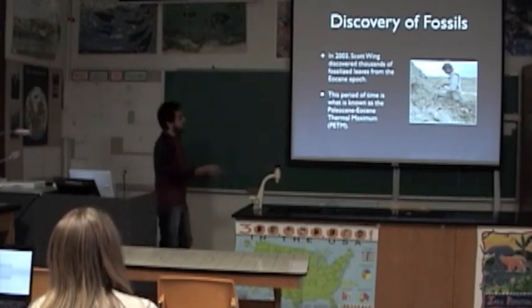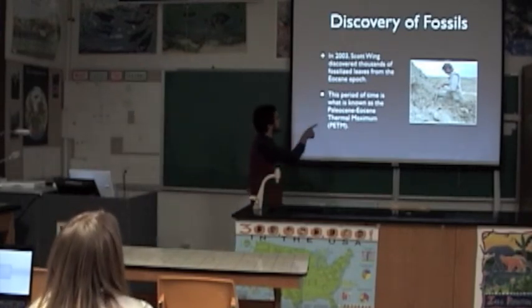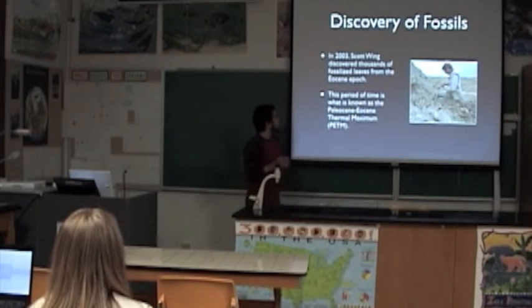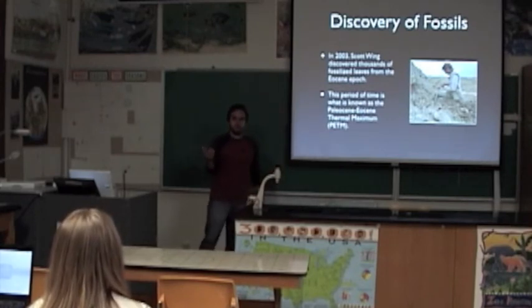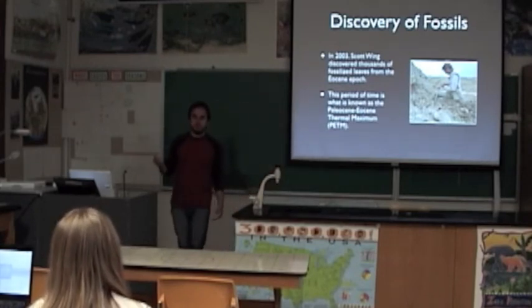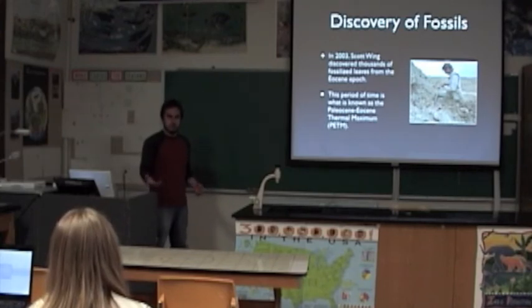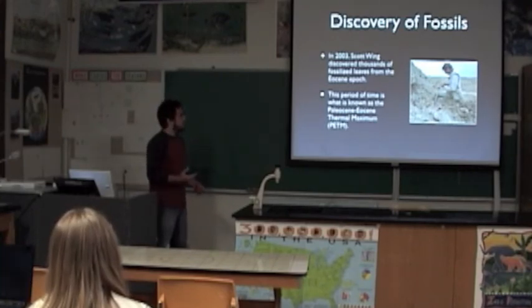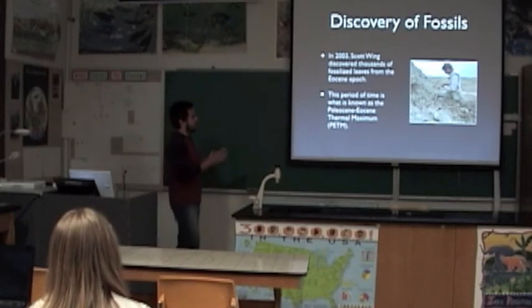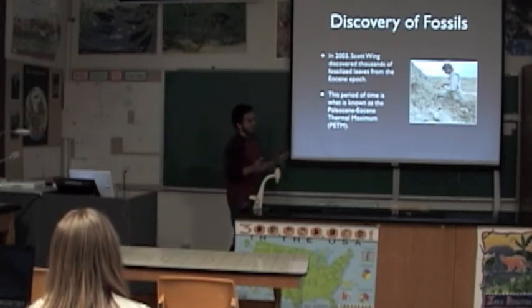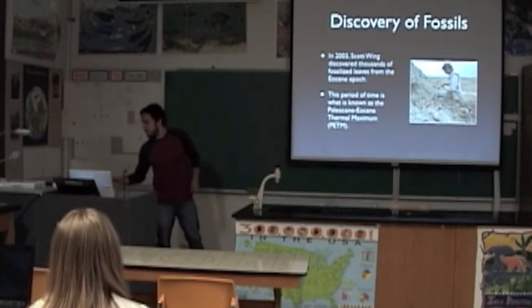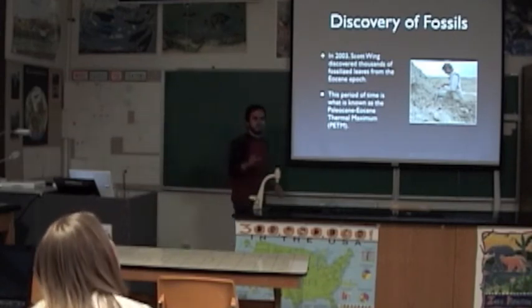So in 2003, this scientist, Scott Wing, discovered thousands of these leaves. He spent about 20 years looking for evidence of this warming period. Yeah, next slide. So, okay, he found thousands of these leaves.